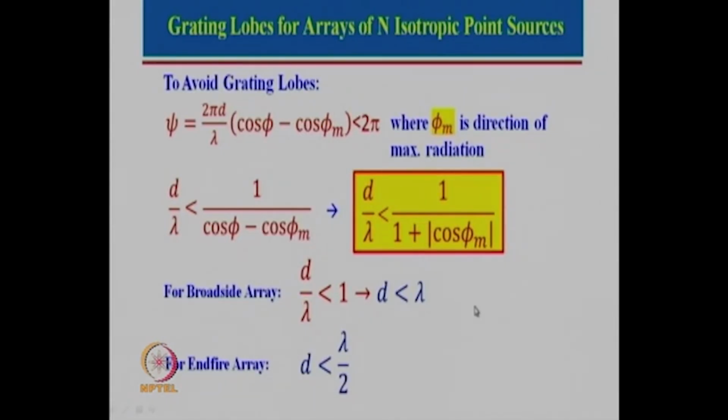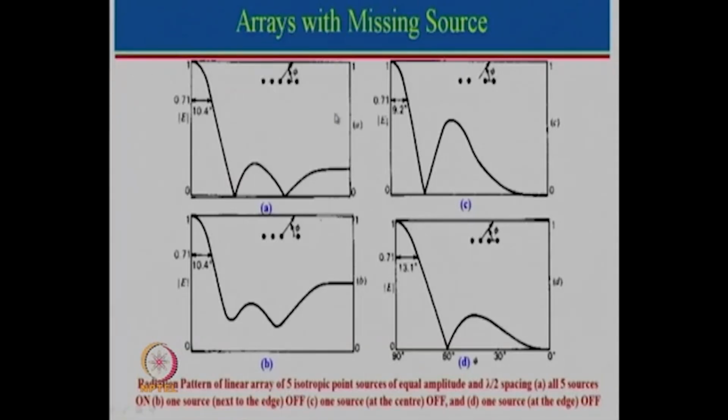That is why, majority of the time when we design a broadside array, invariably we take d as maybe 0.5 lambda or 0.6 lambda or 0.7 lambda, but never close to lambda. Similarly, when we design an end fire array, majority of the time we take d less than 0.25 lambda or maybe 0.3 lambda, but never close to 0.5 lambda. Now let us see what happens when the power to one of the elements is missing.